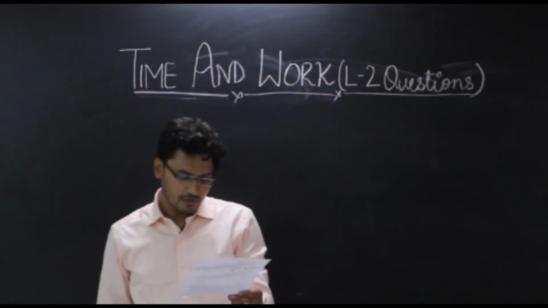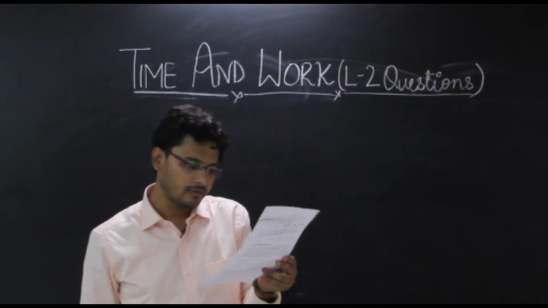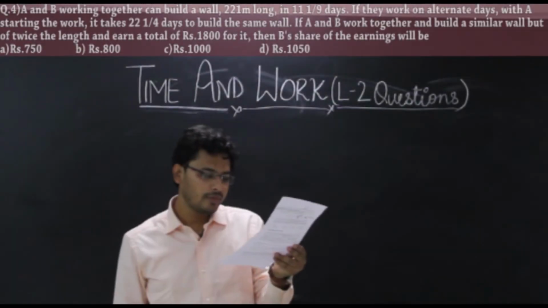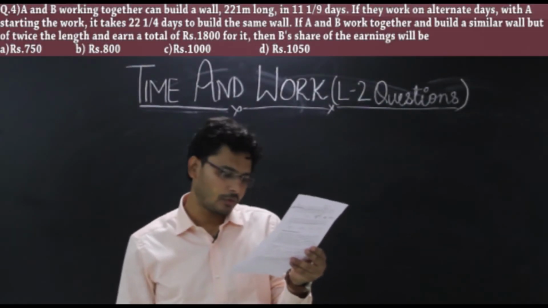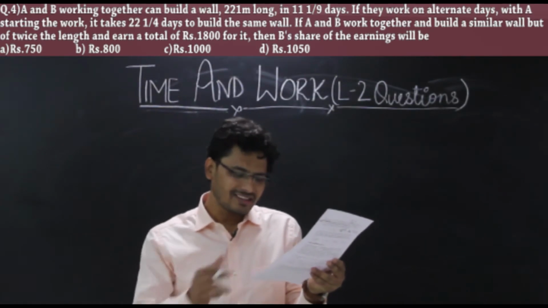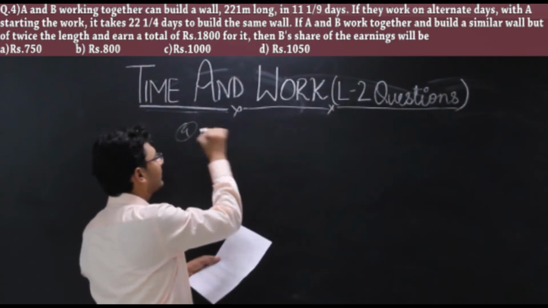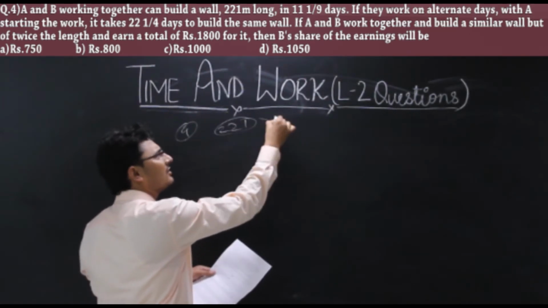Okay, let's go for question number 4. This question is based on the concept of alternate days. It's a very beautiful question. What it says is A and B work together and build a wall of 221 meters in 11 1/9 days. Notice that this 221 figure is redundant. This is not at all of use.